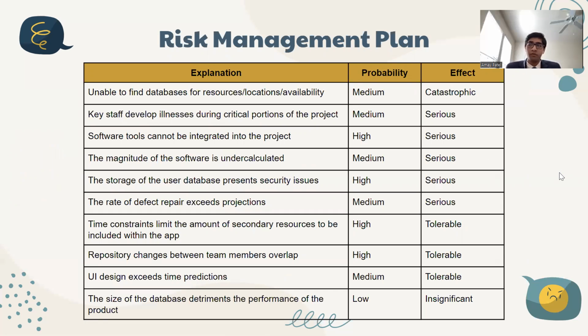All right, so here's our risk management plan. So as a team, we've discussed various scenarios that could potentially occur in the development of the project. And so we've labeled the probability of these scenarios actually occurring and the kind of effect they would have on the development of the actual project.